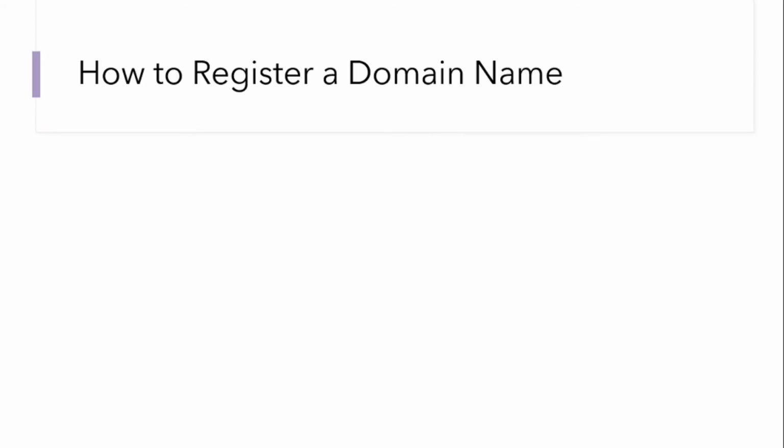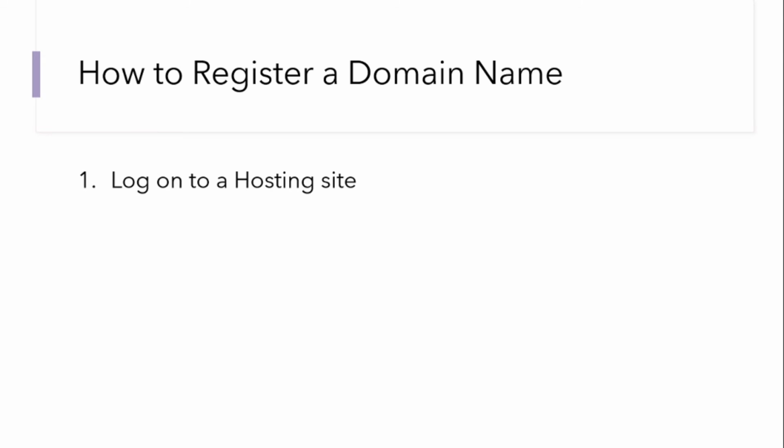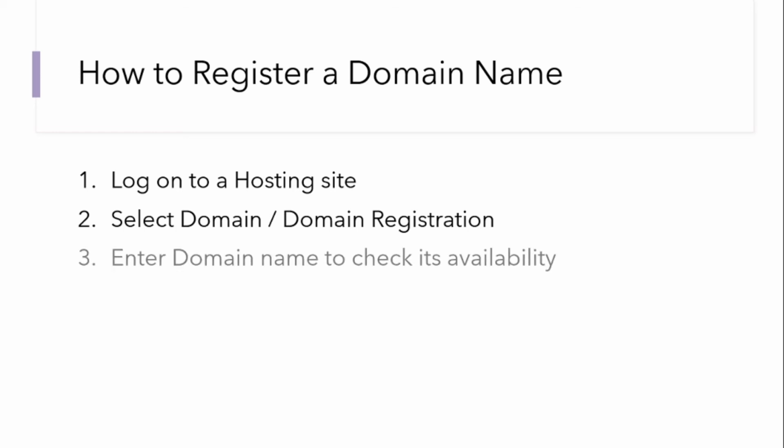So now let's move on to look at how we can register for a domain name. To register for a domain name, there are some basic steps we go through. The first one is to log on to a hosting website. From the websites that I've given, Bluehost, DreamHost, and the rest, we can log on to one of them. And then after we log on, we select domain or domain registration. Then we move on to enter our domain name. An example can be google.com or tutorial1.com.